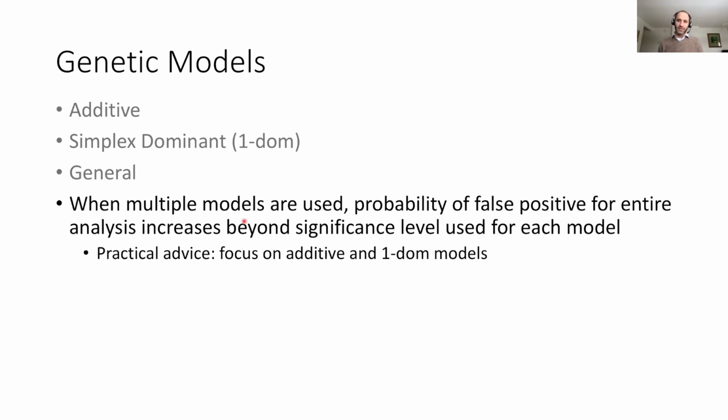And I guess the key point here is that when you start to run multiple models, just be aware that whatever significance level you specified for each individual model technically doesn't apply now because you're running more and more tests. So you need to either accept that you're going to have a slightly higher false positive rate than what you specified for each model, or you need to reduce that significance level for each one of your models if you still want to have the overall control be at your target. In practice, we find that the additive and the simplex dominance often are good enough to find what we're looking for.